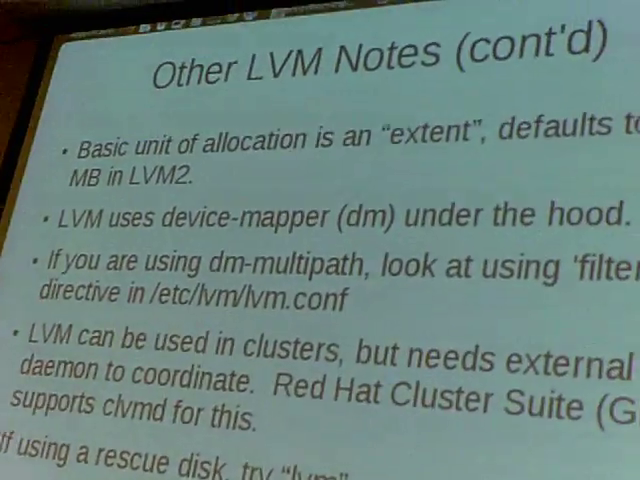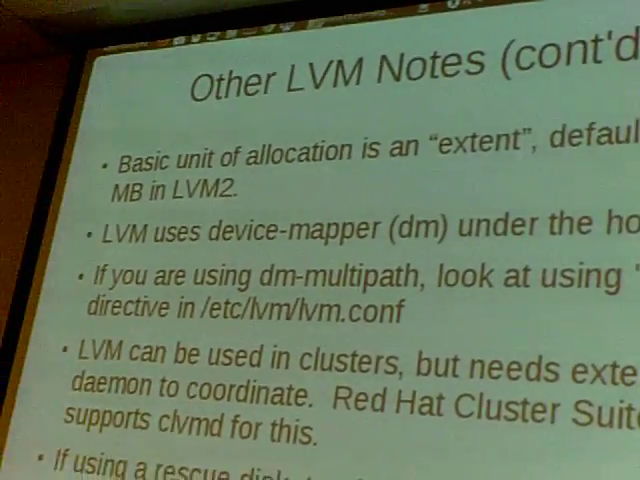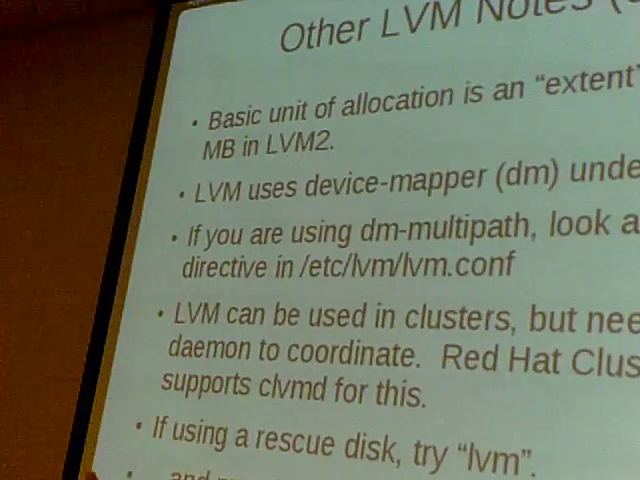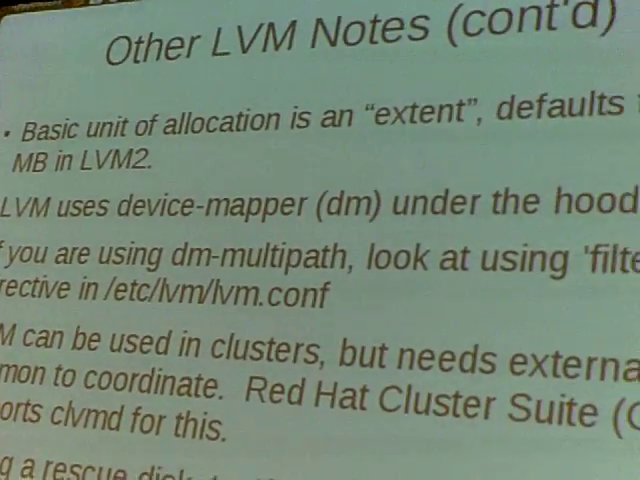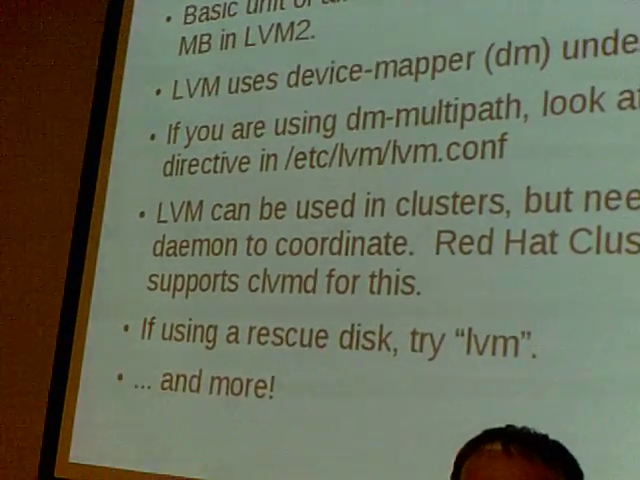Fair point. LVM uses device mapper under the hood. That's a kernel facility, and that's the thing that does the magic of saying, I'm going to present a block device that looks like it's contiguous, but under the hood, I'm going to map this group of sectors here, this group of sectors here, this group of sectors there.